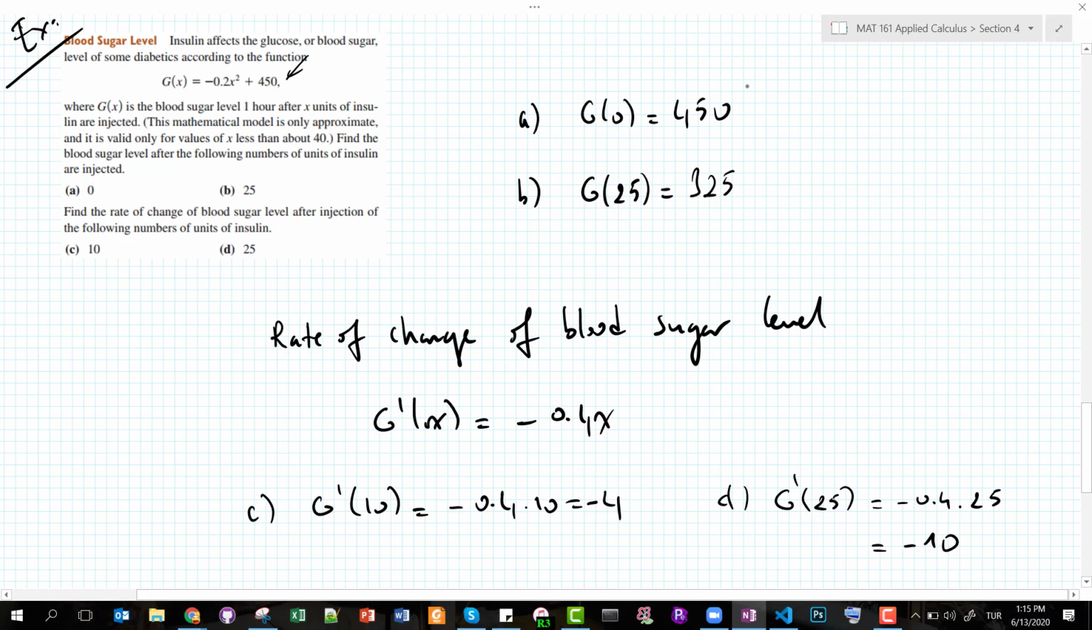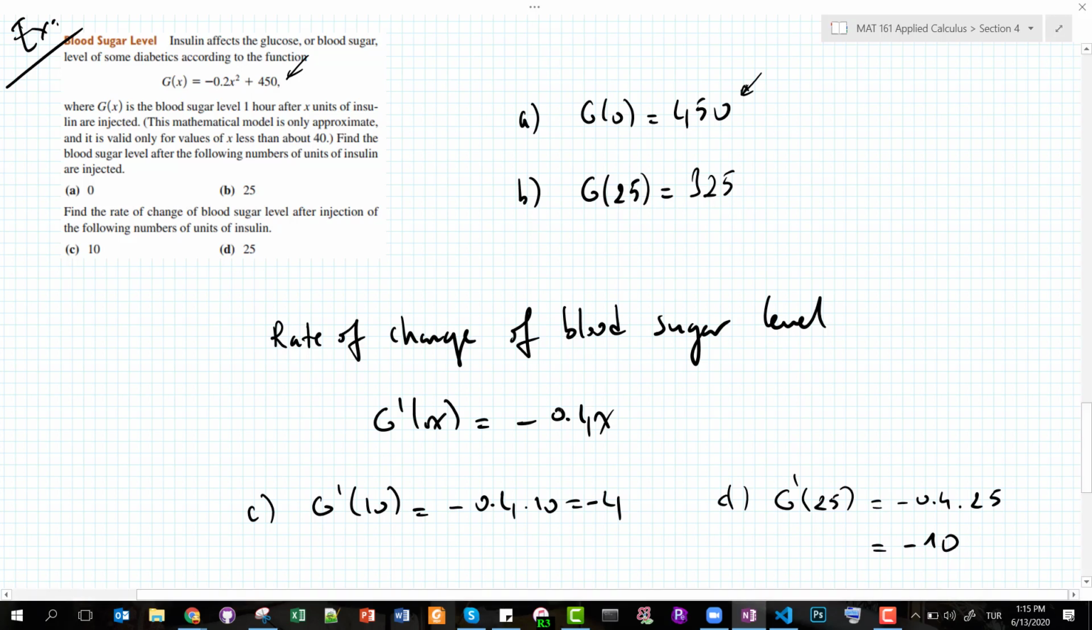So if you don't have any injection, this is going to be your blood sugar level at the beginning. But after 25 units of insulin injection, your blood sugar level will decrease, of course. So that's why they inject the insulin for their blood sugar. But what is the rate of change? So do you need to keep taking the insulin injection, or at what level can you keep taking it?